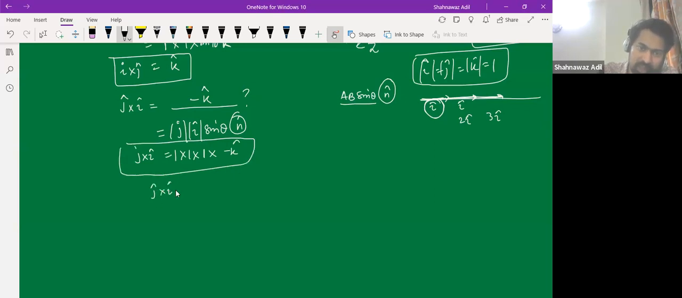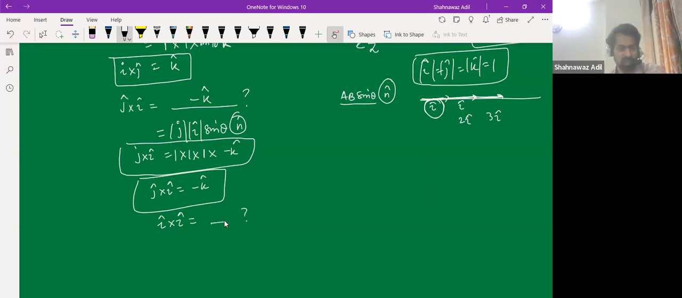Good. Now you tell me what would be I cross I. Please find out and tell me what would be I cross I. Use this idea and tell me. Don't bother about whether it is wrong or right. Apply these scenarios and tell me.